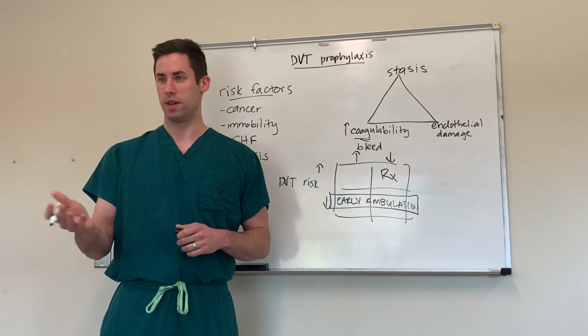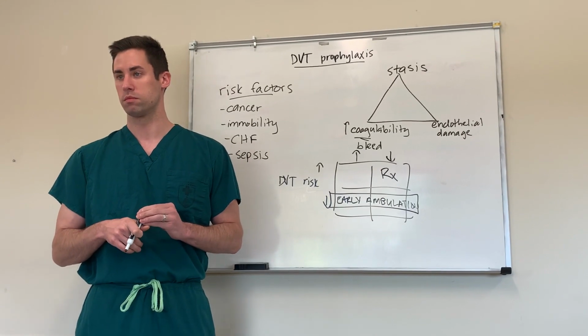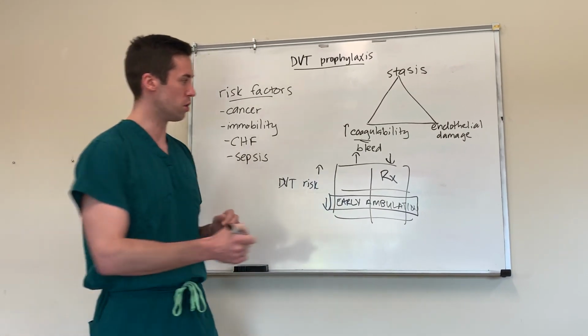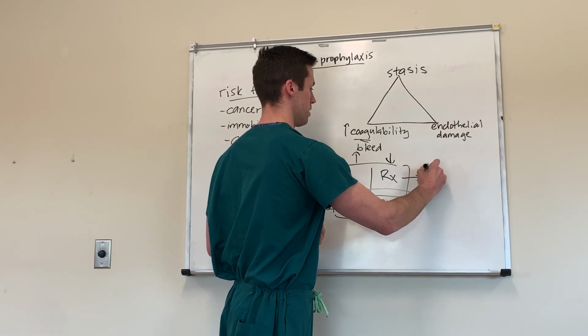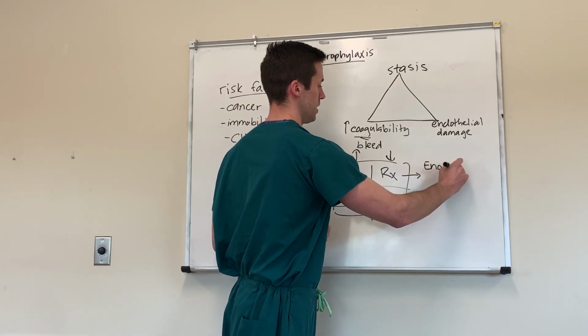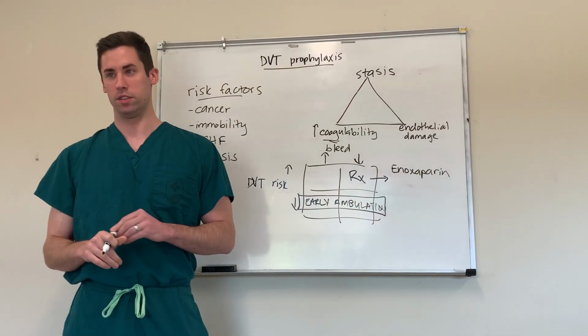Do you know some of the medications that we'll commonly use to treat or to prevent blood clots? Heparin and Lovenox are the ones we think about a lot. Most commonly we'll use a low molecular weight heparin like enoxaparin. You would give this once a day. It's 40 milligrams and it's an injection.